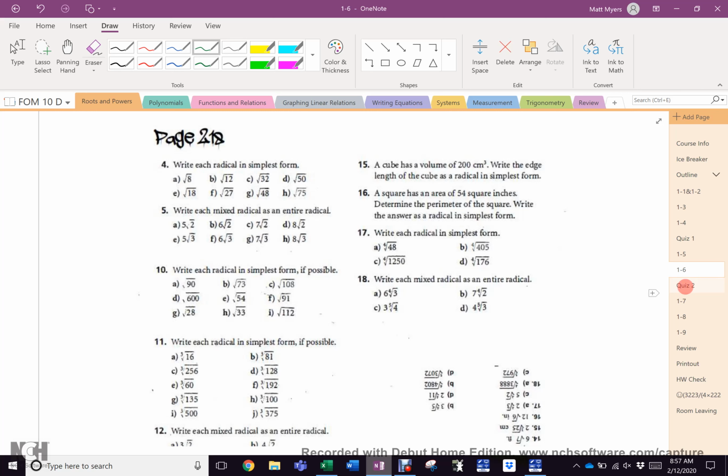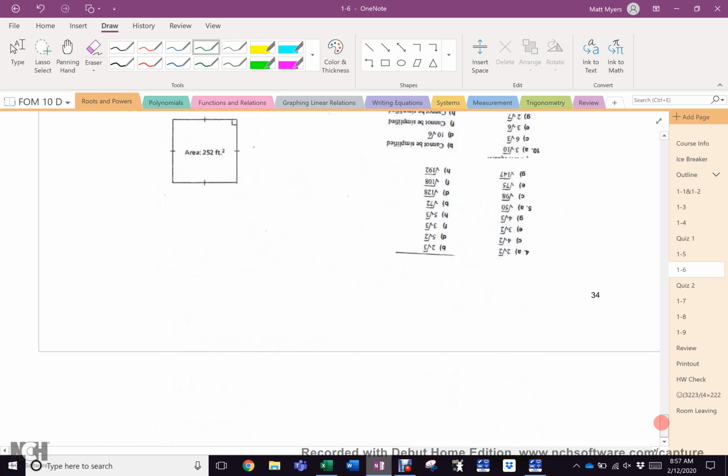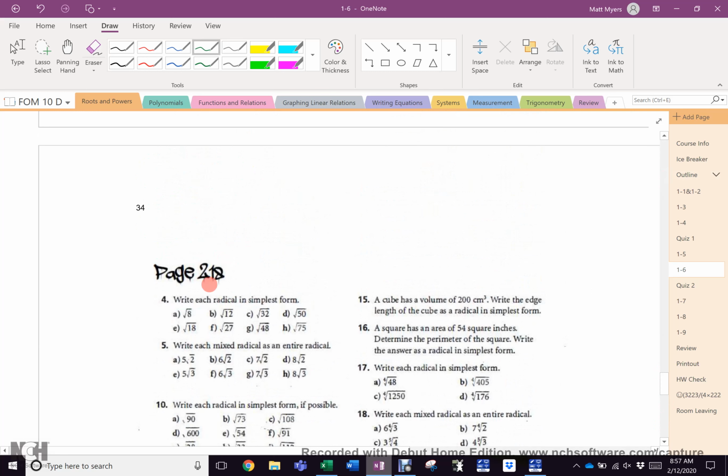Please notice, what is the next thing on my list after 1-6? A quiz. Will I give you that quiz before I've gone over this page? No, of course not. Because this page would be included in the quiz, and this is the first time you are trying this page, these type of questions, totally by yourself. Okay? So once we have gone over page 34, which in your outline says page 218, then and only then would I feel comfortable giving you your quiz. When are we going to go over this? Tomorrow. Obviously tomorrow. Right? So at some time after we have talked about this, you can expect to get that quiz. Aight? Aight. Go.